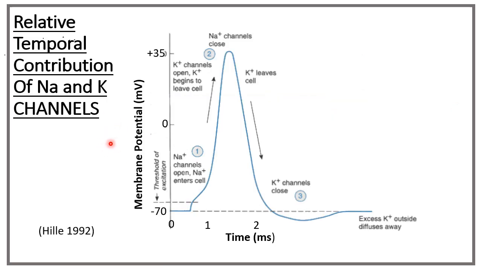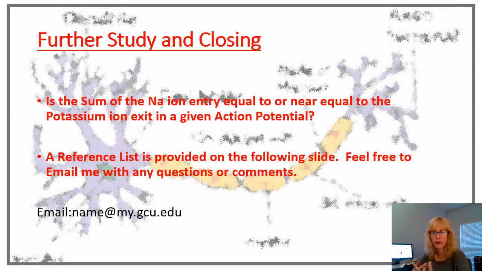And lastly, let's think of suggested ideas for further study of the action potential. So we've covered a number of things regarding action potentials in neurons today, but there's always room for further study. And I have one suggested question for you, and that is: is the sum of the sodium ion entry equal to or near equal to the sum of the potassium ion exit in a given action potential?